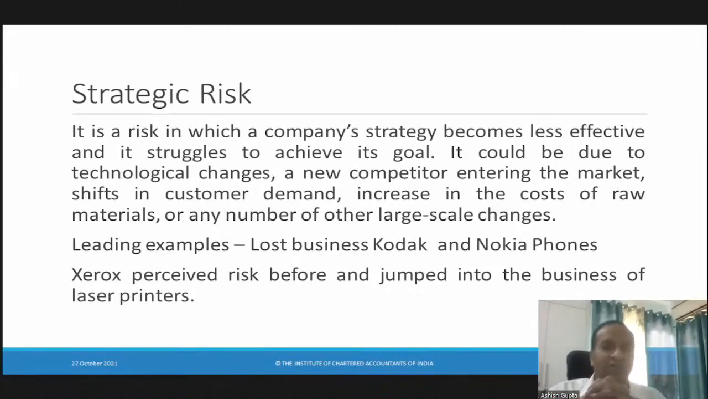Kodak, somewhere around 1975, invented the concept of the digital photo that we normally take on our mobile phone. But what happened? They did not pay attention to this business more. They continued their business on paper.